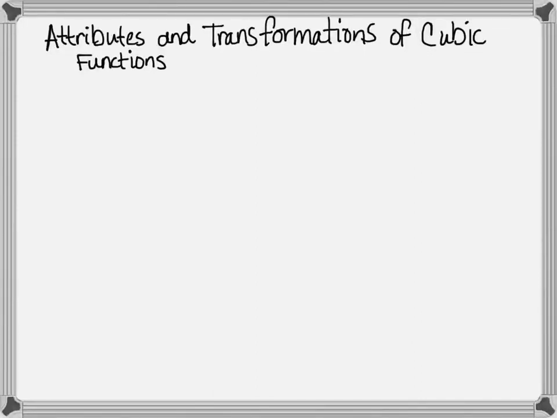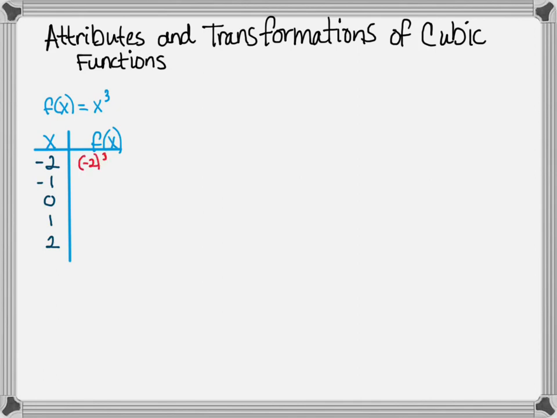Attributes and transformations of cubic functions. So let's start by looking at the parent function, f of x equals x cubed. We'll graph it by making a t-table and finding some points. We'll choose some x values, -2, -1, 0, 1, 2. We'll find the output values by substituting in our input values.